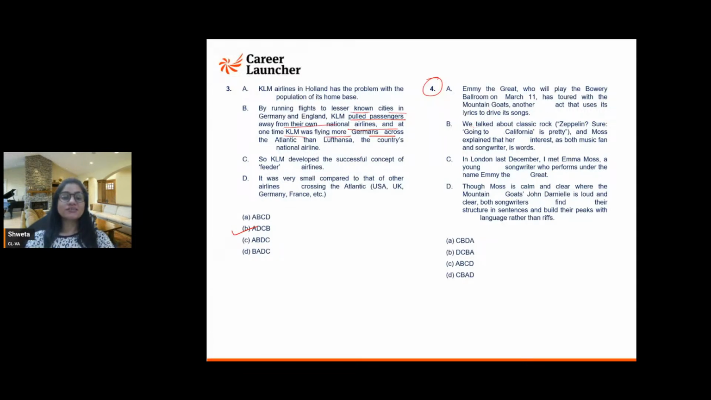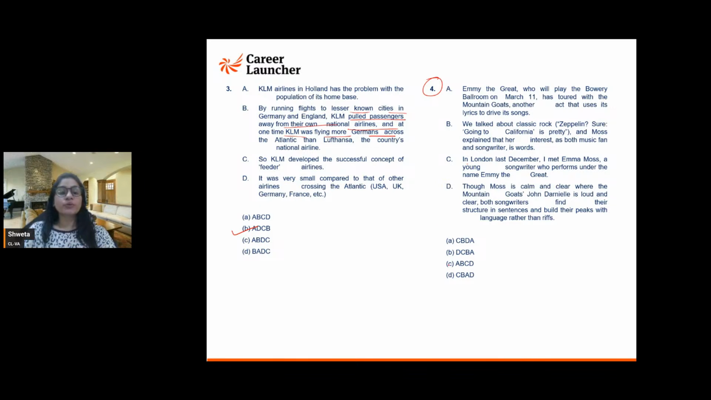We talked about classic rock, Zeppelin, sure, going to California is pretty. And Moss explained that her interest as both music fan and songwriter is words. In London last December, I met Emma Moss, a young songwriter who performs under the name Emmy the Great. Though Moss is calm and clear, where the Mountain Goats' John Darnielle is loud and clear, both songwriters find the structure in sentences and build their peaks with language rather than riffs. So both find their peaks and build their peaks in language rather than riffs, right?